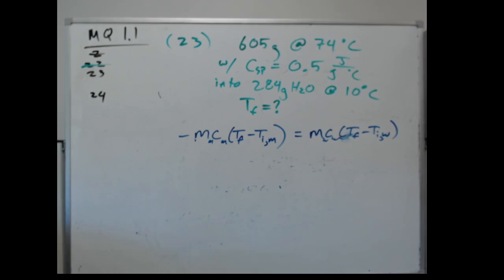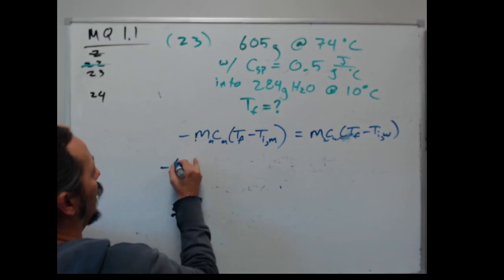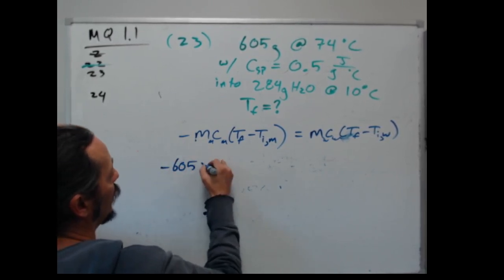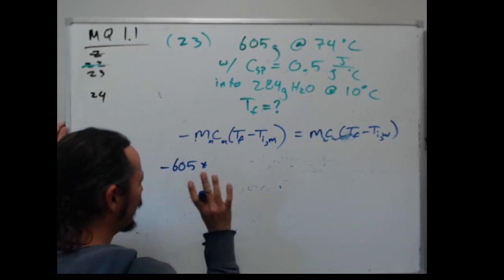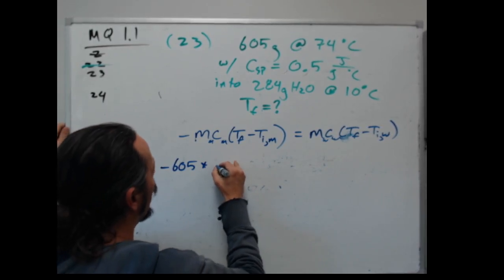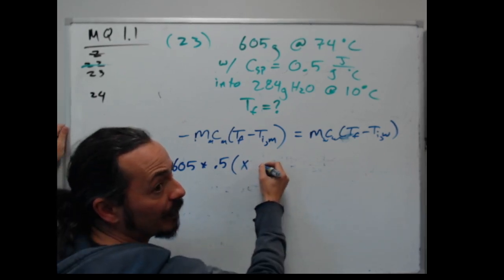This one, though, is pretty much a carbon copy of the last problem. So now we can just start plugging values in and solve. Negative 605. This is not negative mass, it's negative because it's equal and opposite. Negative mass is not a thing. 0.5. And then we've got, I'm just going to call it x because we're solving an algebra equation.